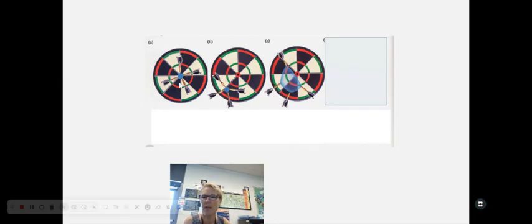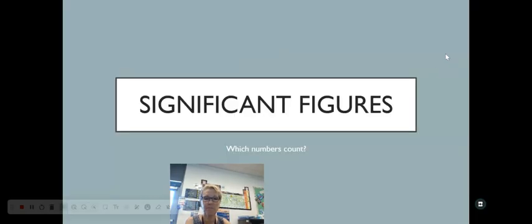In the first example, A, you notice that all of the darts are surrounding the bullseye, and the bullseye is where you want to be in a dart game. So the first one is high precision and high accuracy. In the second one, all four pieces of data are close to one another, making it precise, but it has low accuracy because it's not hitting the bullseye. In the third example, it's neither precise nor accurate. The data is not reproducible. So keep those words in mind as you learn.